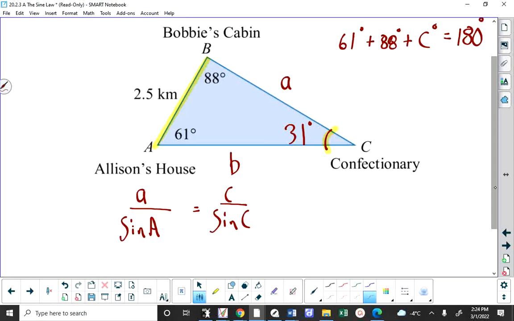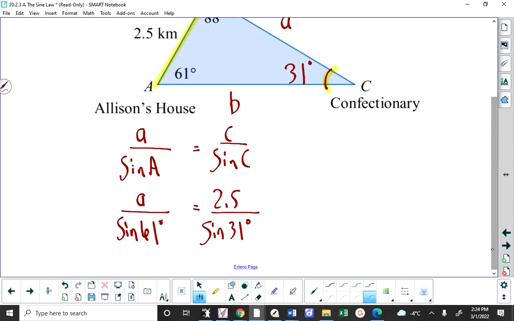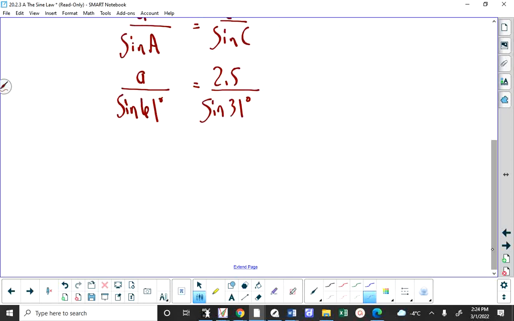You can probably just dive right in and say A over sine 61 degrees is equal to 2.5 kilometers over sine 31 degrees. Now, again, I didn't teach any of you Math 10, so I don't know how you would have been taught to enter this in your calculator.